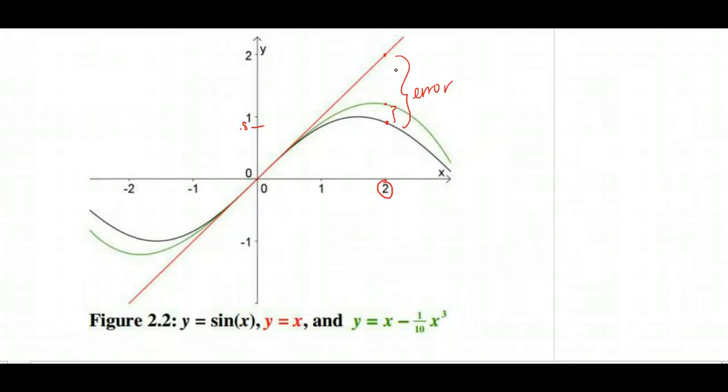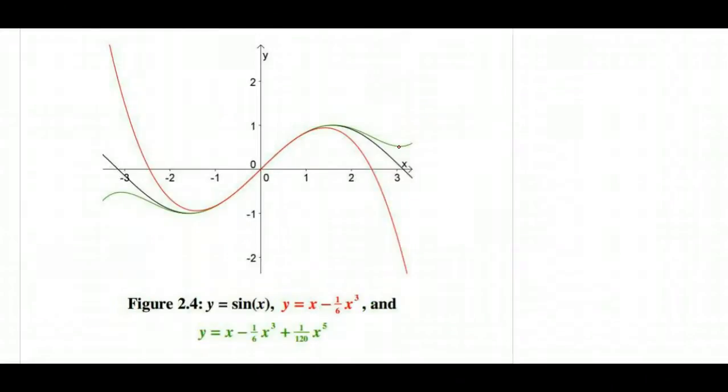So this error using the linear function is a lot worse than using this new cubic polynomial with the coefficient of 1/10. So this is a much smaller error. This error is going to be less than that one up there. And that was using a cubic polynomial.